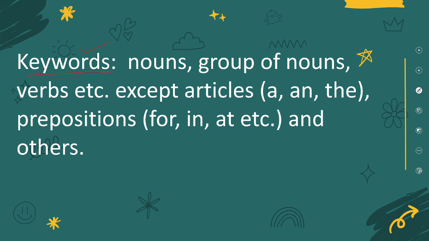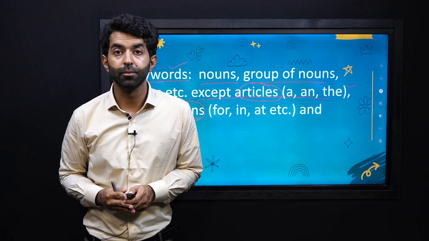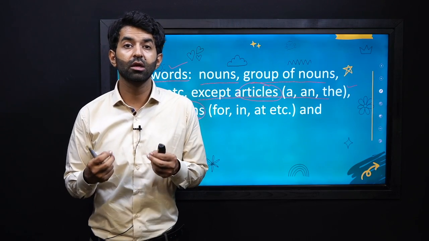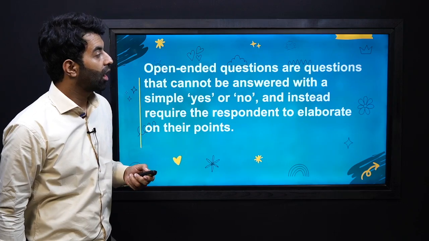Now let us understand that when we are understanding a question, we mark keywords. Keywords are important words. There can be nouns, groups of nouns, verbs, etc., except articles. So you should not be worried about the articles. Articles are just there for help, as are prepositions and others. We are not going to focus on articles and prepositions, but rather on nouns and on different verbs that are in that particular question. So this is what we mean by marking keywords. Keywords are important words that we need to underline when we are answering questions.